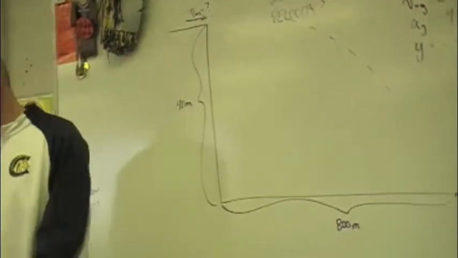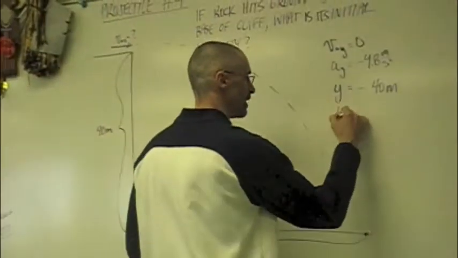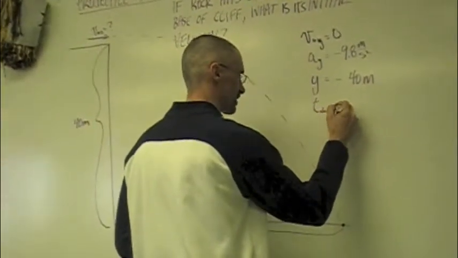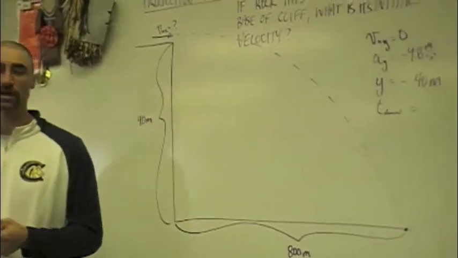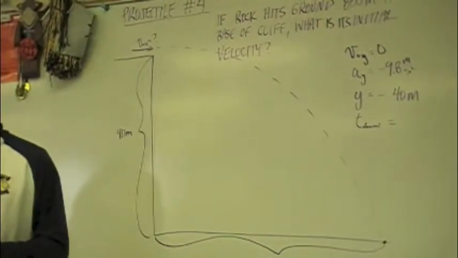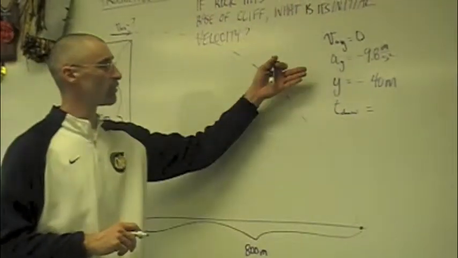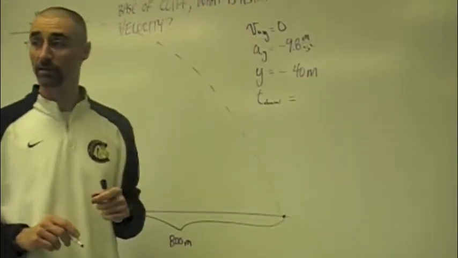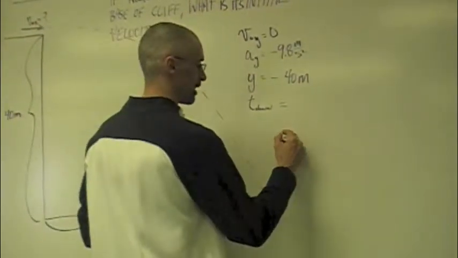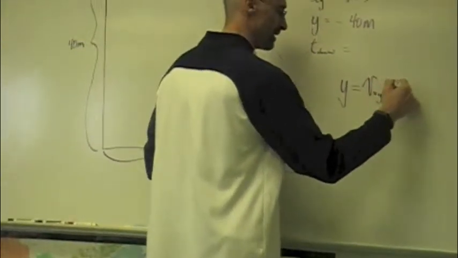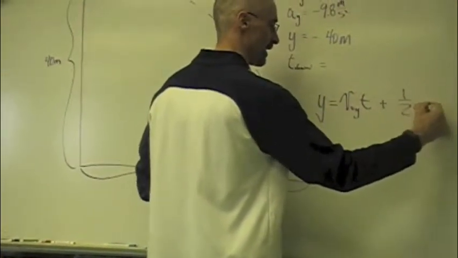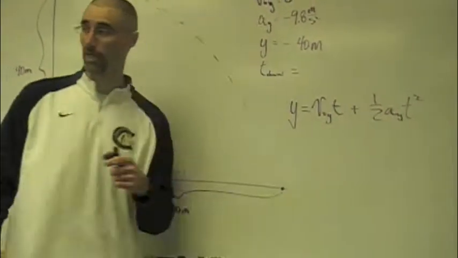Given those three things and the previous experience we've had with these problems, what are we usually looking for? Time. Okay, so we're going to go time, and in this case I'm going to put time down because it's basically just going down. So what kinematic equation would we select to be able to solve for time? If we have y, v naught y, a_y, and t, we're using y equals v naught y t plus 1/2 a_y t squared, right?